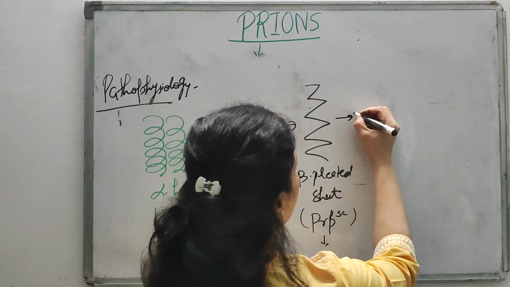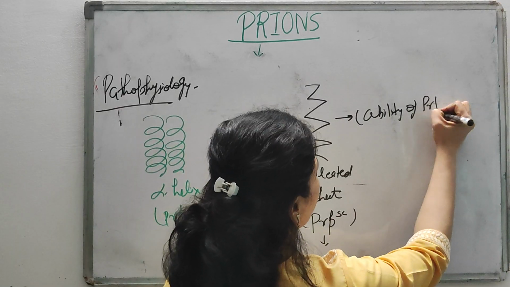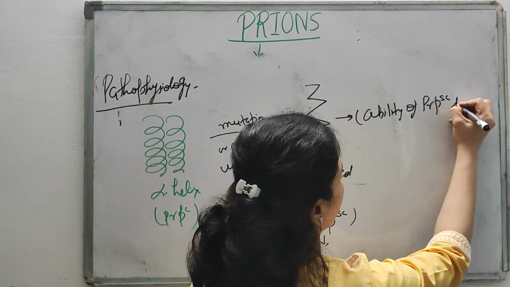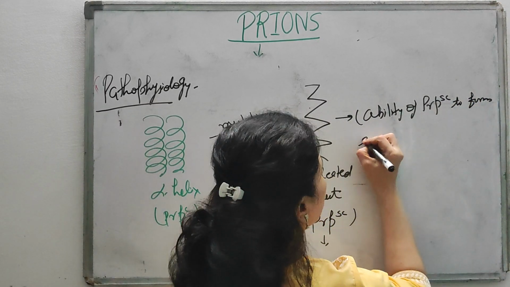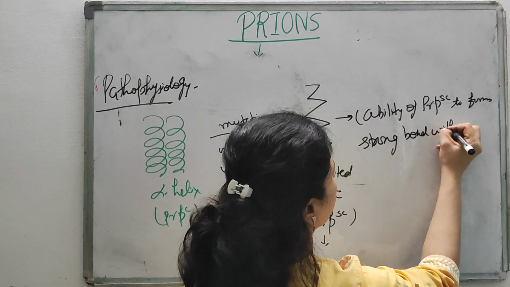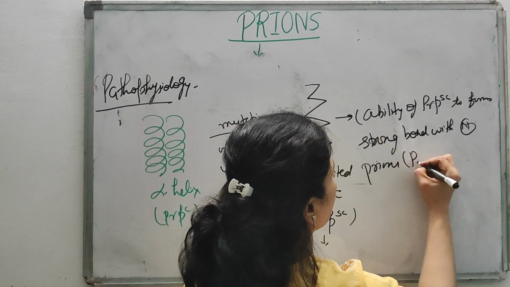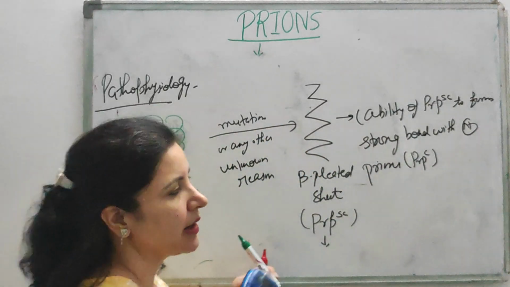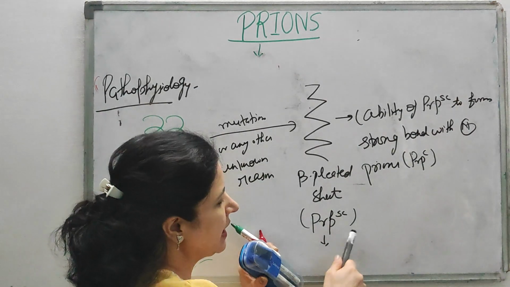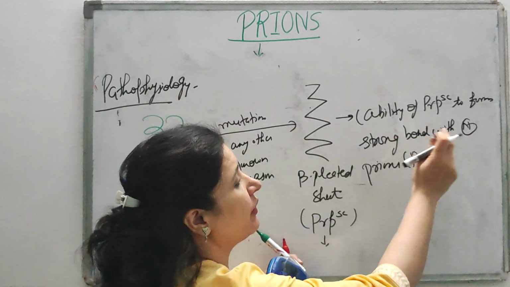And what is the ability? The ability of this PrPSc, that is your infectious prions, is that they have an ability to form a strong bond with your normal prions. With normal prion, that is your normal PrPC. Got it? So, what is the ultimate function of these infectious prions? They have an ability that they can form a very strong bond with the normal prions.